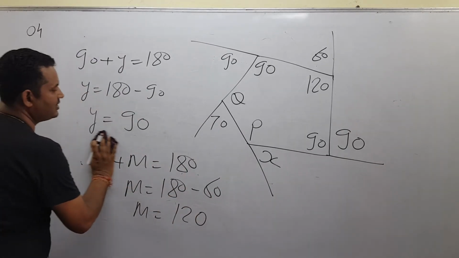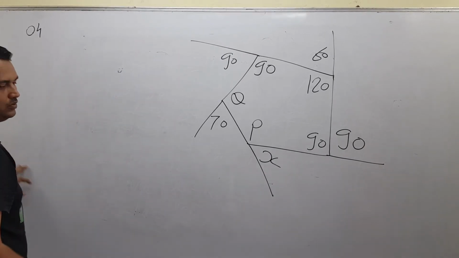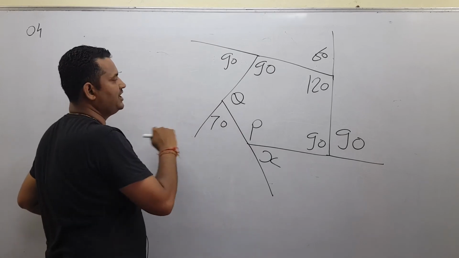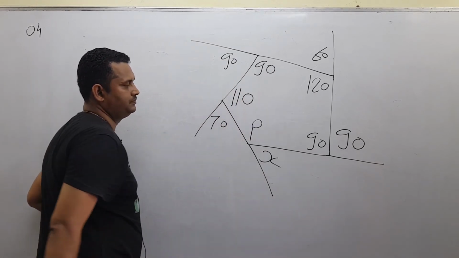Now find the answer of q. 70 plus q equal to 180. So the answer of q is 110. Clear?